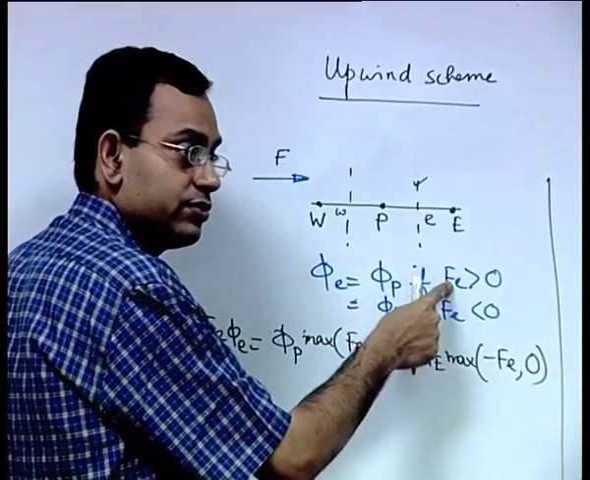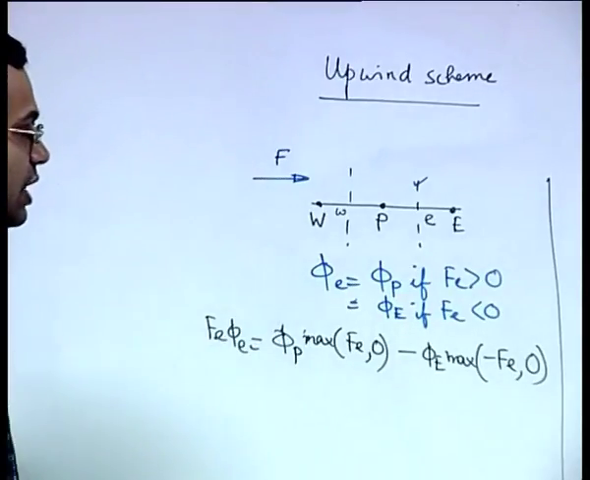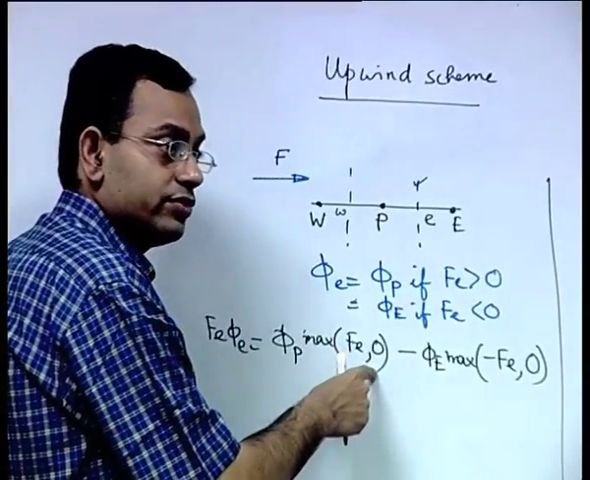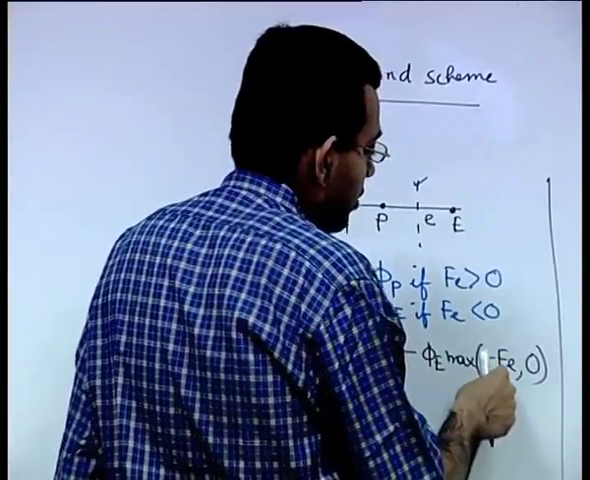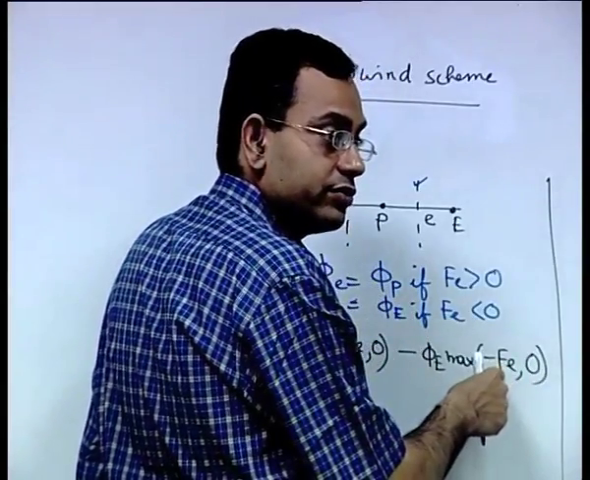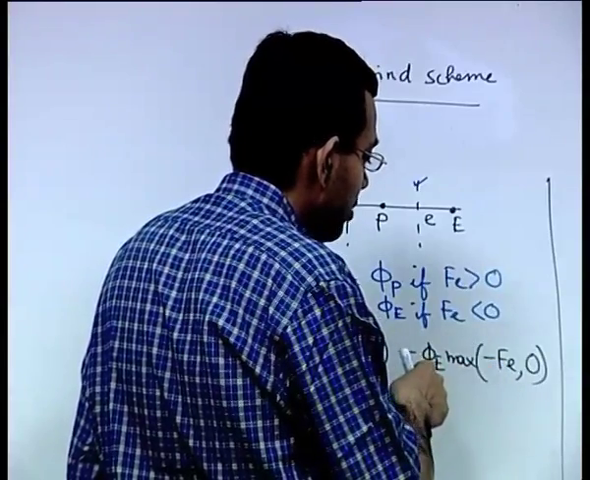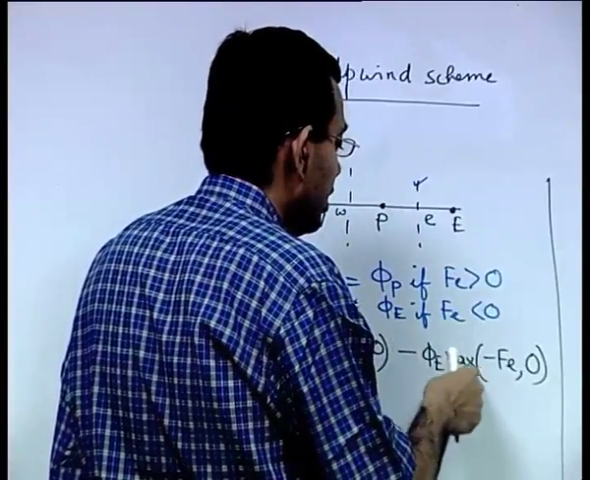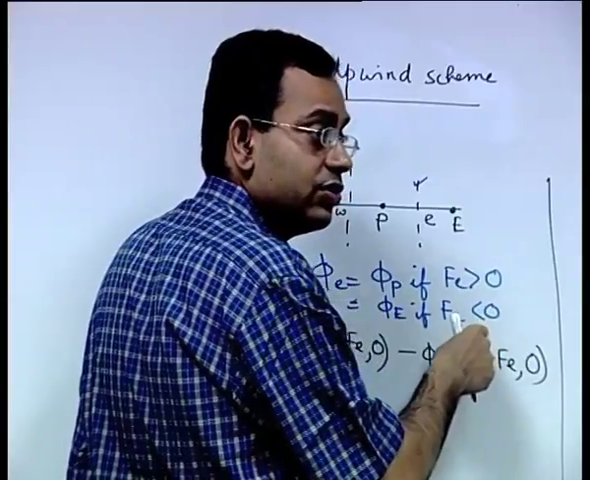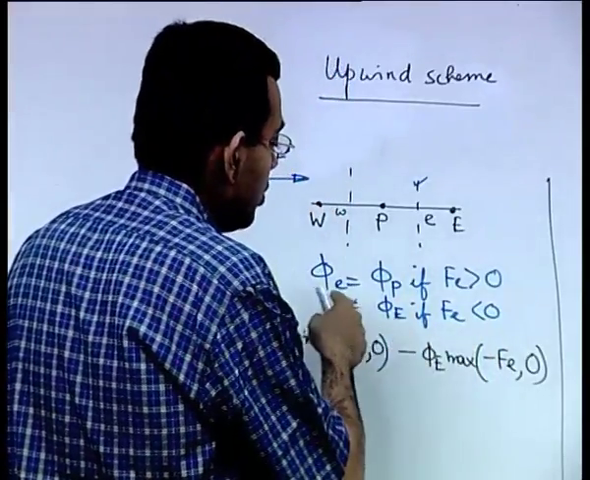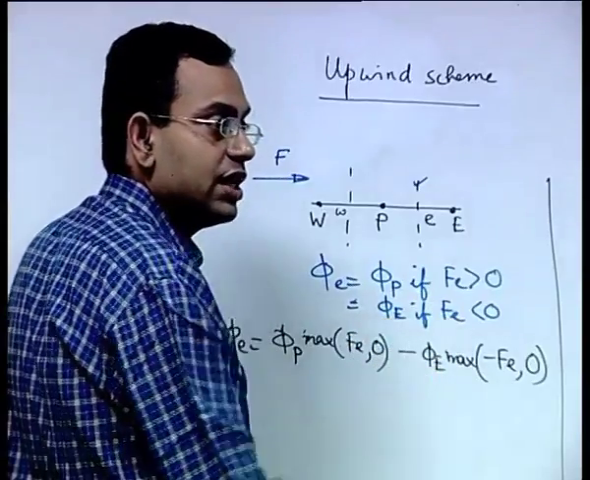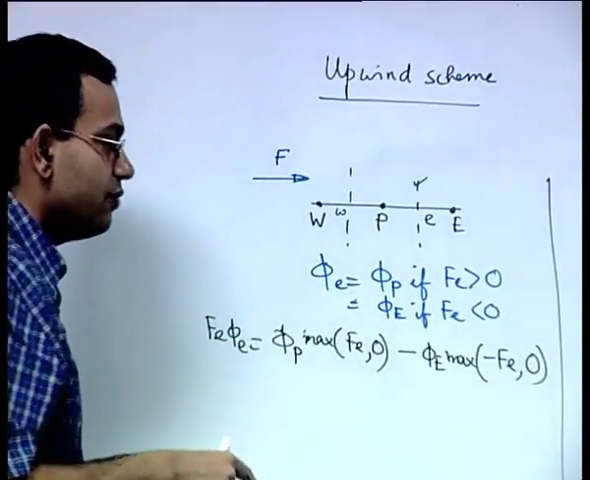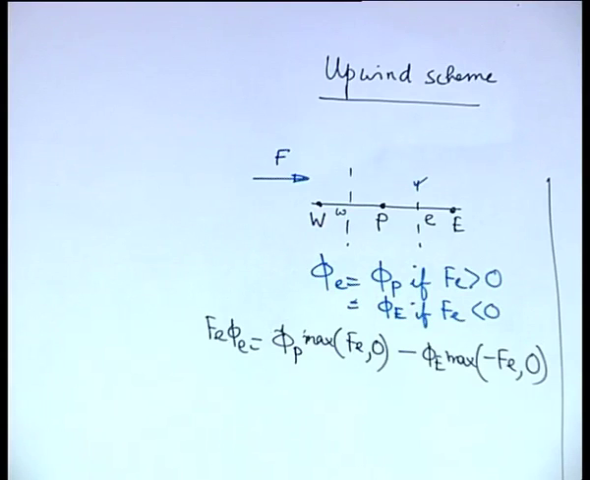If you consider F e less than 0, then max of F e and 0 is 0, and max of minus F e and 0 is minus F e. So minus F e into minus phi E becomes F e into phi E. So F e into phi small e becomes F e into phi capital E if F e is less than 0. In other words, phi small e equal to phi capital E if F e is less than 0. So this expression combines the effect of both F e greater than 0 and F e less than 0.